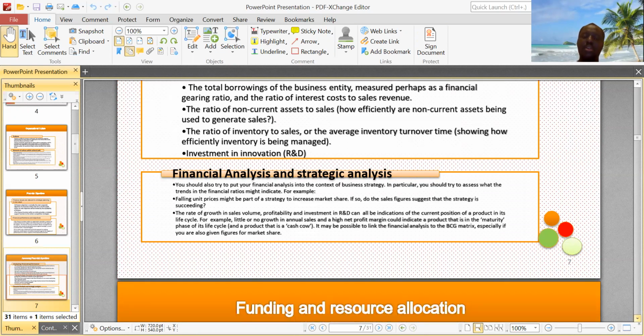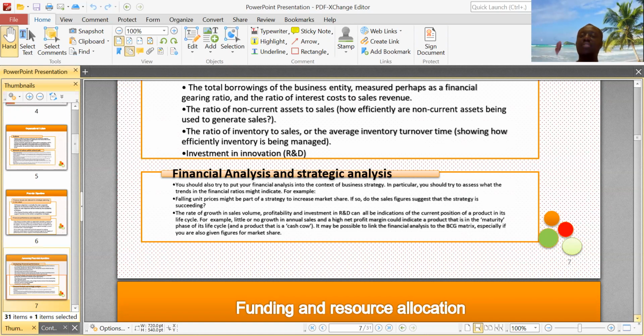What you need to remember about financial analysis and strategic analysis is that you should always put your financial analysis into the context of business strategy. You should not just put numbers out there. If you say net profit ratio is 32%, what exactly does it mean? That's what we're talking about here. So always try to put your financial analysis into the context of business strategy.